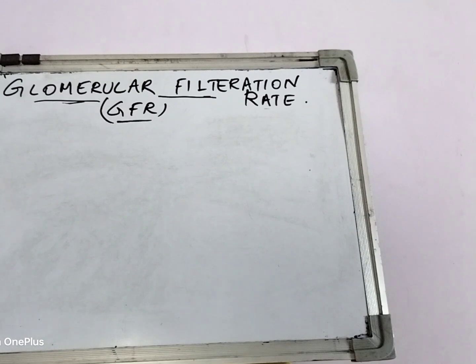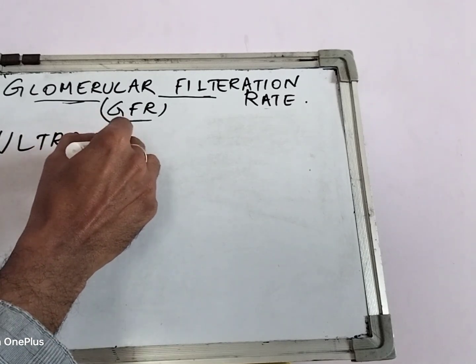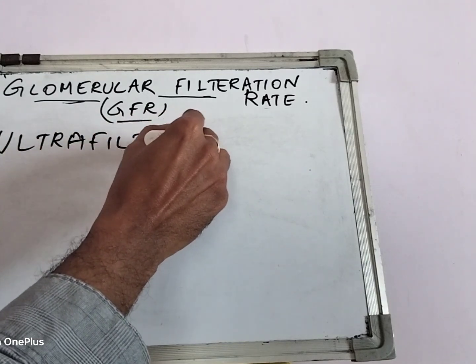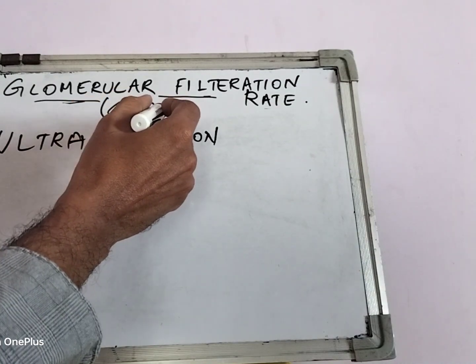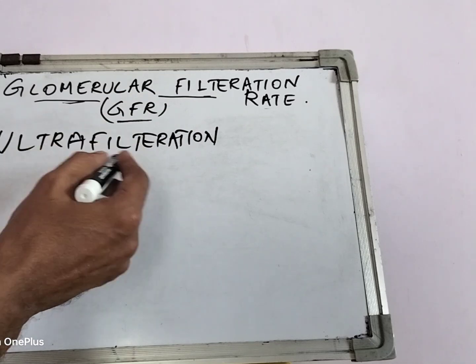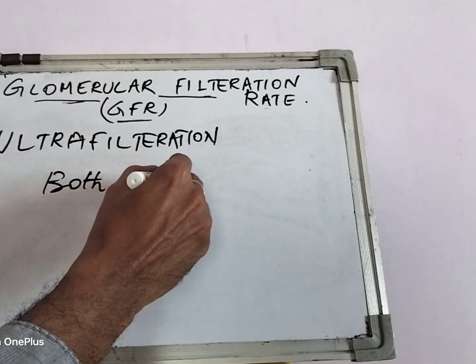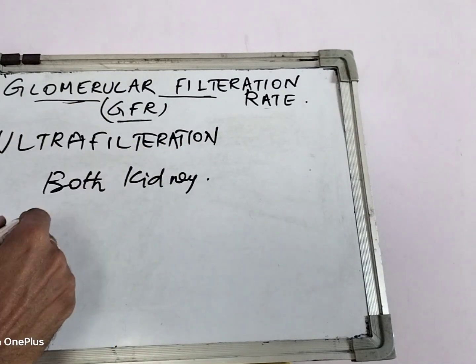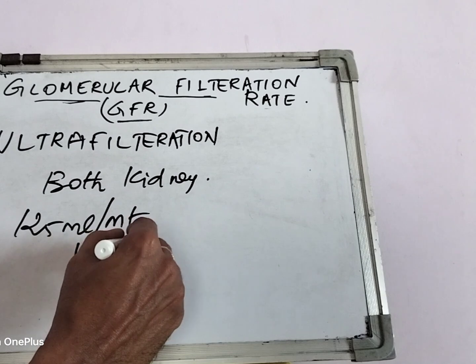So first we'll see what is glomerular filtration. Glomerular filtration is the first step in urine formation, and this refers to the ultrafiltration of plasma through the glomerular capillary membrane, or the filtration membrane. The glomerular filtration rate is the amount of filtrate formed by both the kidneys in a unit time. The normal value of GFR is 125 ml per minute or 180 liters per day.